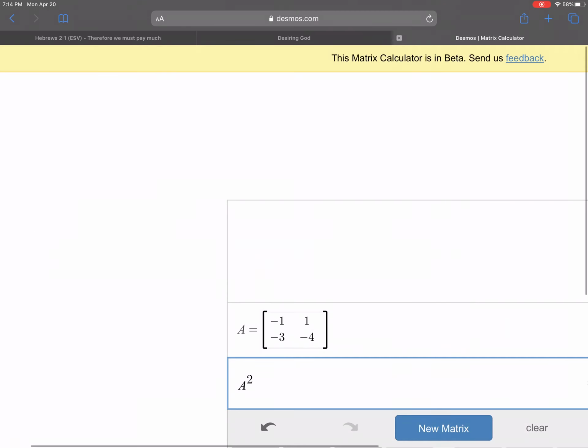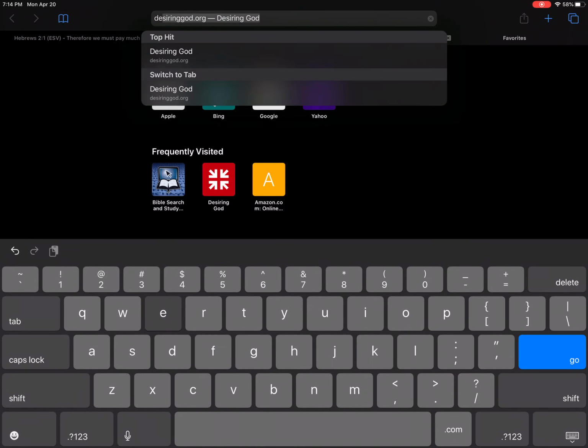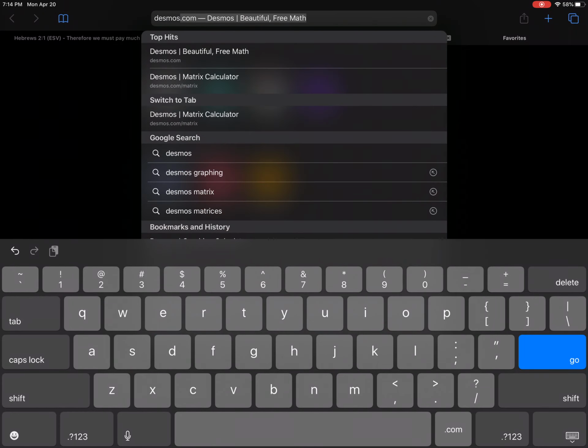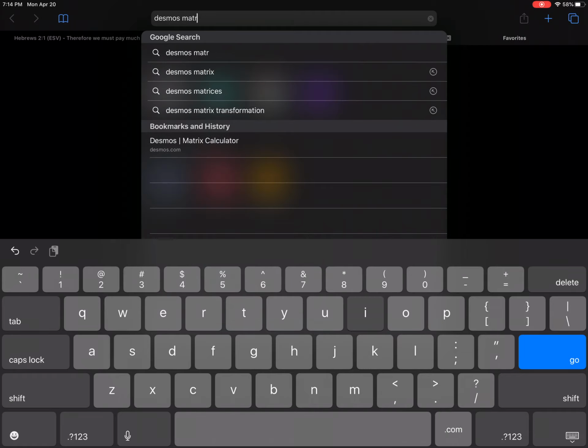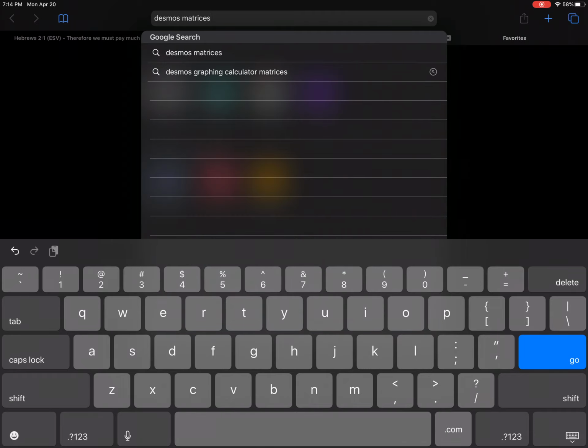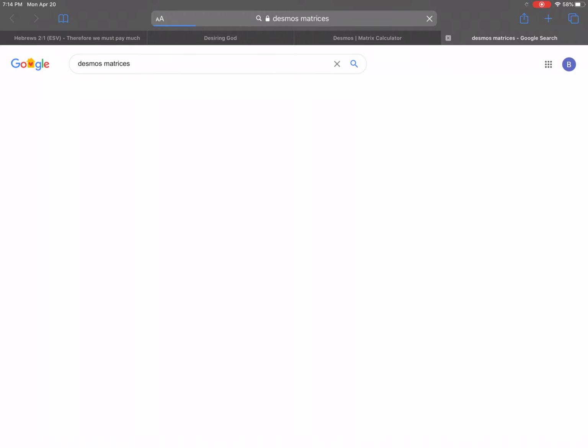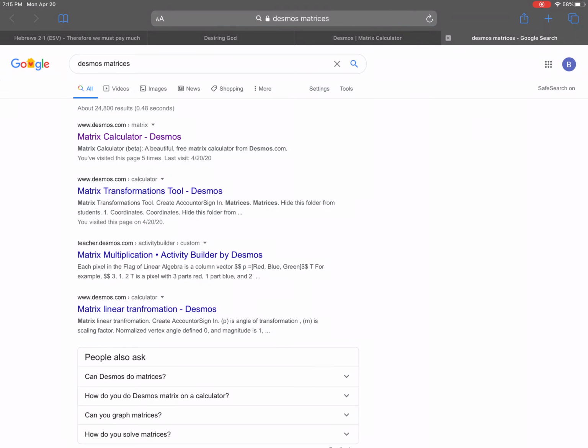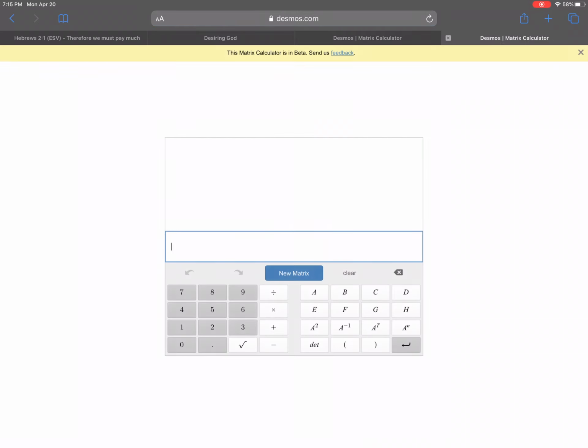So I'll go to my calculator here, and I'm going to my browser, Desmos matrices. I'm typing in Desmos matrices. Go. I'm just searching for Desmos matrices. My little iPad browser here. It's a little slow. Searching around. It's usually the first link that comes up. If it comes up. We're a little slow here. There it is. See the first link, Matrix Calculator Desmos. Click right on that.